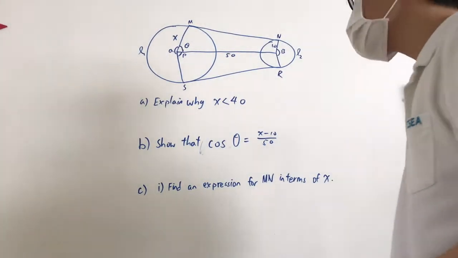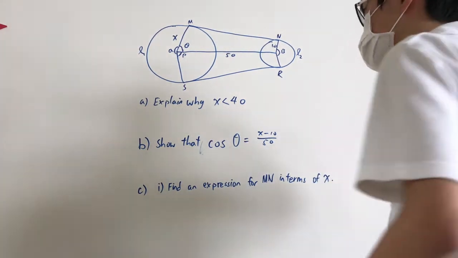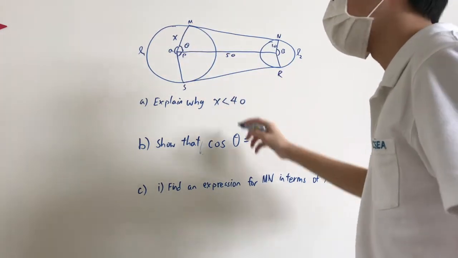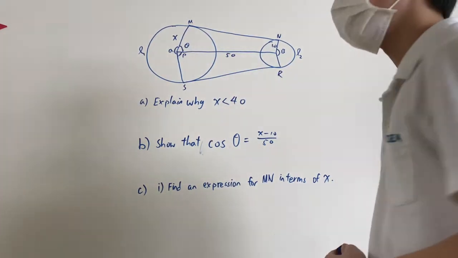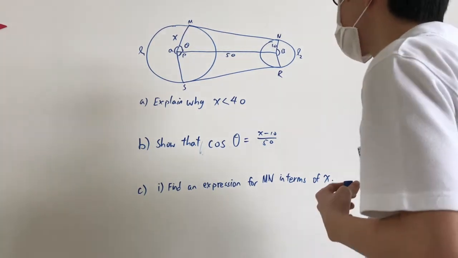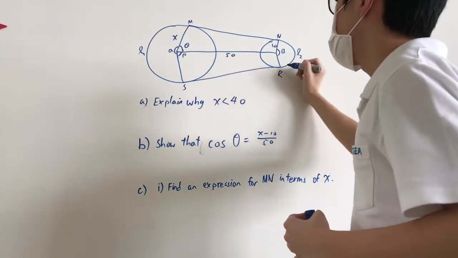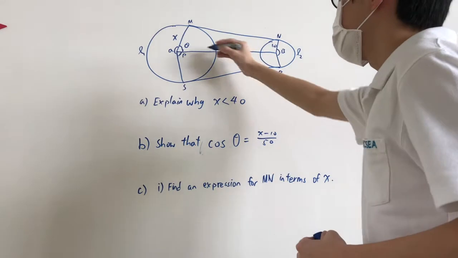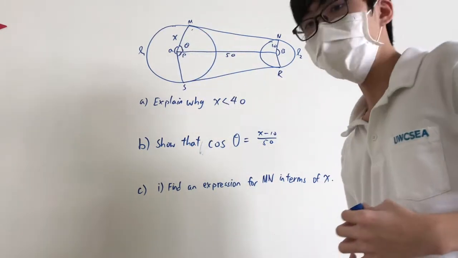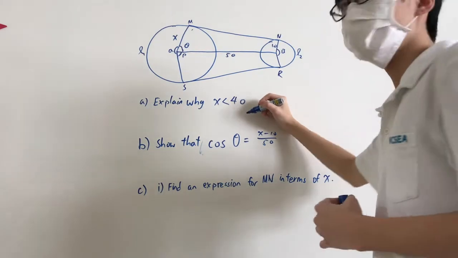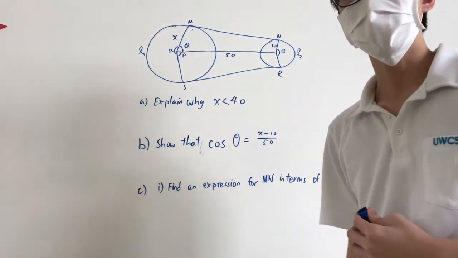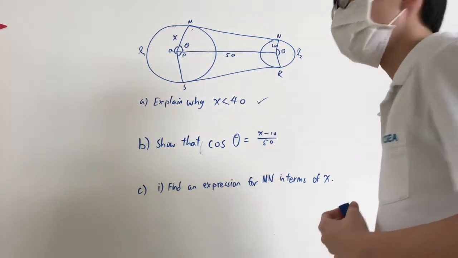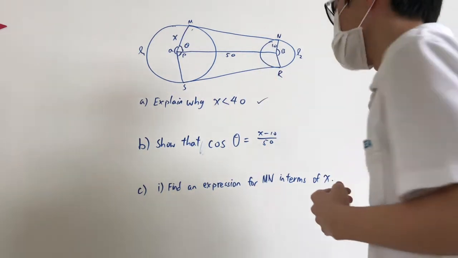Okay, so this is a question on circular measures and trigonometry. The first question asks why the radius of x has to be less than 40. It's quite simple if you read the first part of the question and understand it. Since the two circles must not intersect, and the distance between the centers is 50, if the radius of the largest circle is greater than or equal to 40, the two circles will intersect. Or else it will not be possible for the centers to be 50 apart. So the first part is done as long as you can explain that in words.